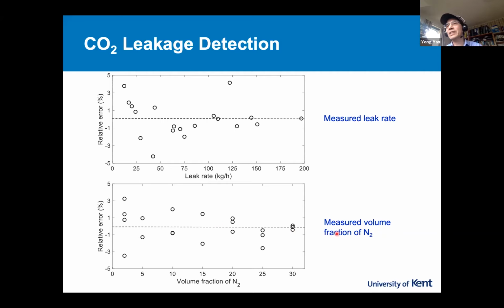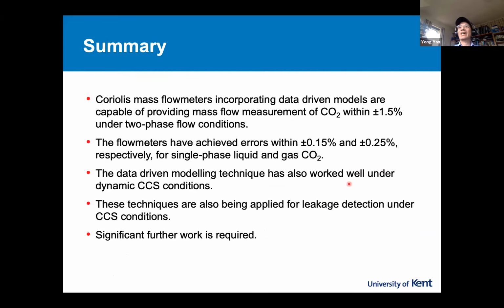We're not doing any detailed chemical analysis here. It's just AE, acoustic emission signal analysis, plus some models. So that's that, pretty good. Now, to summarize what I have presented.